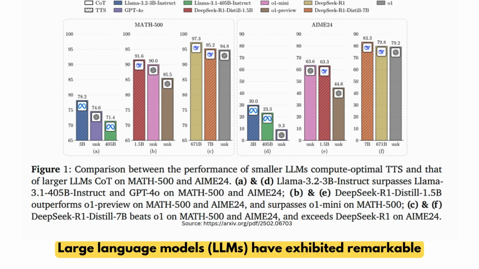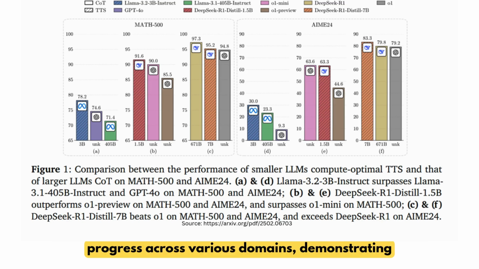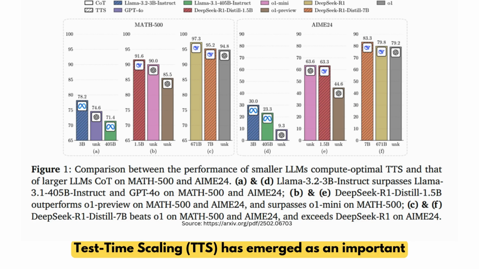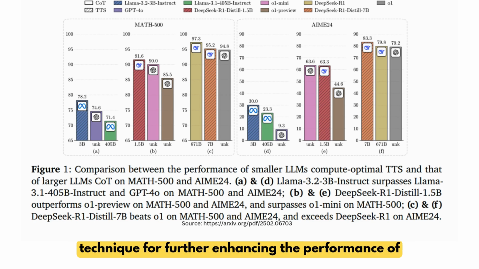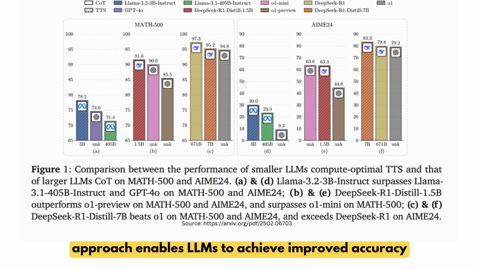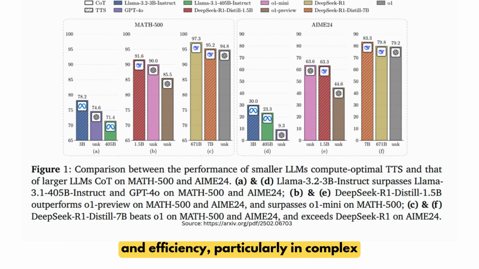Large language models have exhibited remarkable progress across various domains, demonstrating their potential to revolutionize natural language processing and artificial intelligence applications. Test time scaling has emerged as an important technique for further enhancing the performance of LLMs by strategically allocating additional computation during the inference phase. This approach enables LLMs to achieve improved accuracy and efficiency, particularly in complex reasoning tasks.